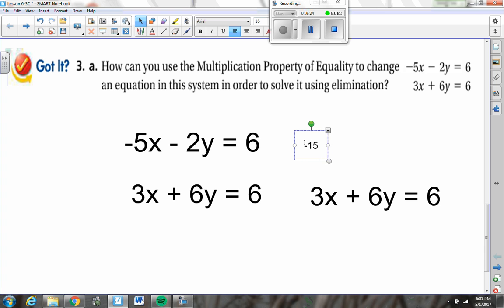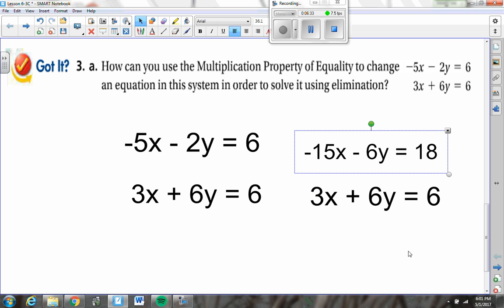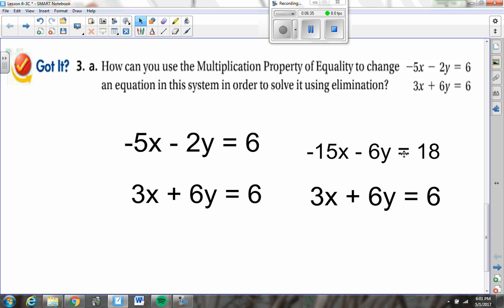Okay, when I multiply the top equation by 3, I should get -15x minus 6y equals 18. And now again, I have 6y and 6y. One is positive, one is negative, so I will eliminate by adding the two equations.